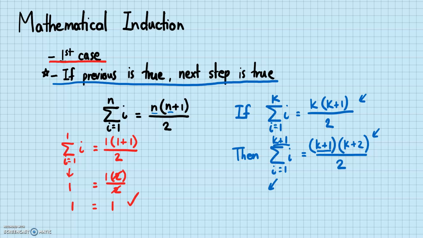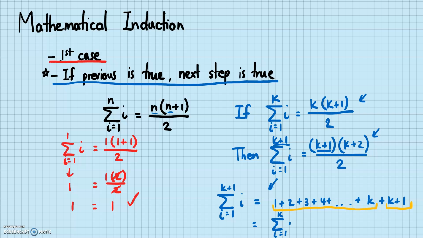So on the left side here, the summation from 1 until k plus 1 of i, well, let me actually write this out. That's the same thing as saying 1 plus 2 plus 3 plus 4 plus all the way until k plus k plus 1, right? It's the sum of all the numbers from 1 until k plus 1. So I'm separating this into this group right here and this group right here. So that is going to equal, the first part here is going to be summation from i equals 1 until k, right? And then the second part is k plus 1. The reason I'm separating it like this is because we already know that this part equals this part. So we can simplify this.